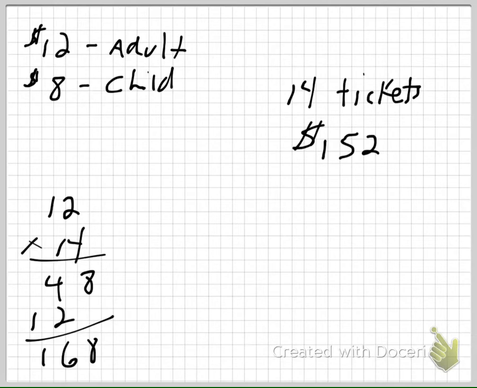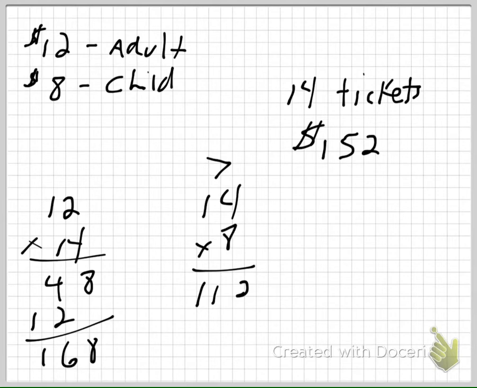Let's see, what if I sold all child tickets? That would be 8 times 14. Let me turn it over. 14 times 8 is 112. That's not close either. Agreed? So what do I need to do here? I tried a guess of mine. Not close. So it's somewhere in between there.